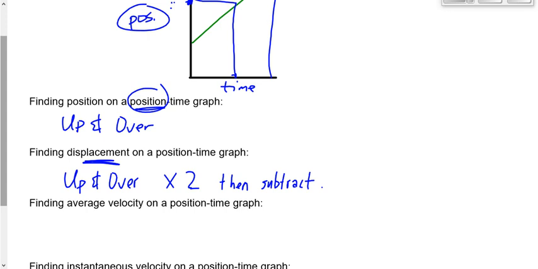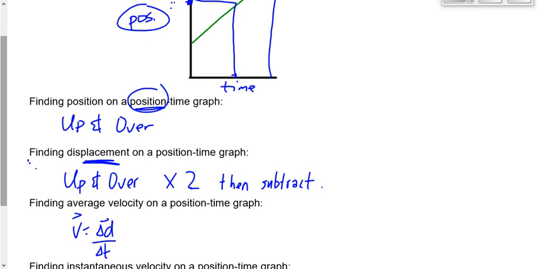Velocity is displacement over time, right? Right, that's what your quiz is on Friday. Displacement over time. Now, the displacement we get from right here, right? So we're kind of going in a progression, right? Position leads to displacement, and displacement leads to average velocity.